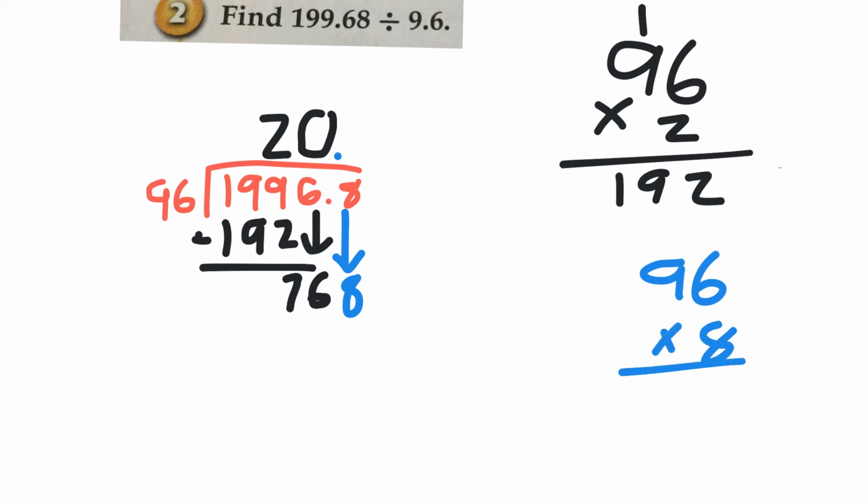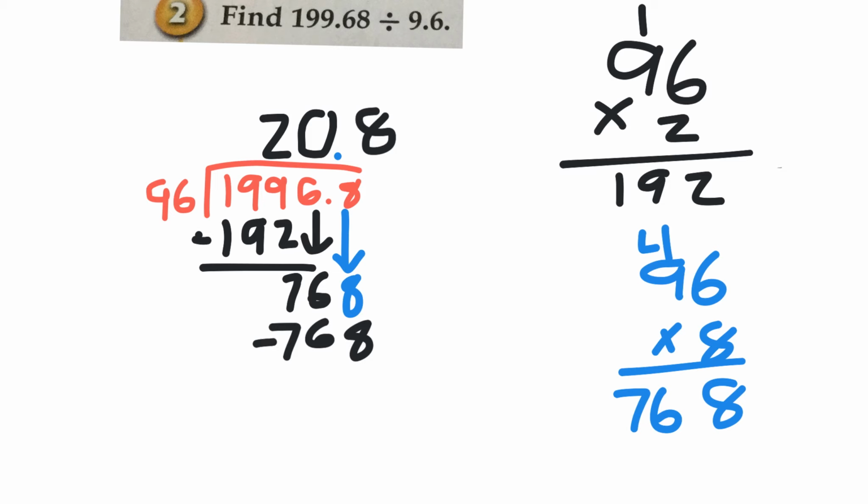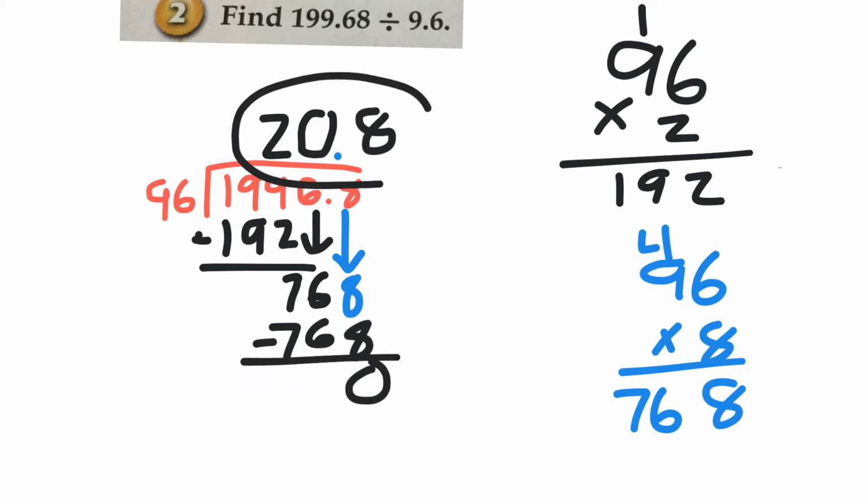96 times 8. 6 times 8 is 48. Carry the 4. 8 times 9, 72 plus 4, 76. Worked perfectly for me, okay? So it went in 8 times. 8 times 96 was 768. I subtract, I get 0. There are no digits left to be brought down, so this is my final answer: 20.8, or 20 and 8 tenths.